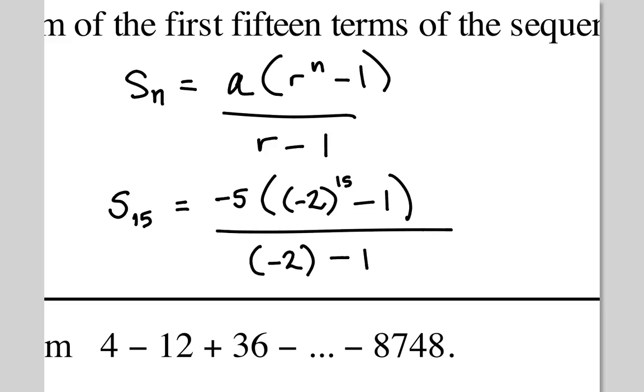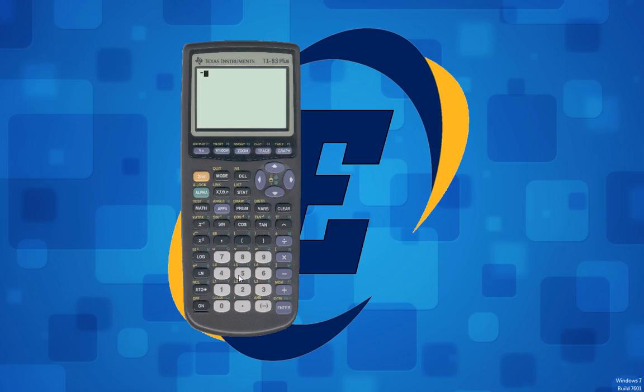Somebody's going to dictate this to me as I put it in the calculator, okay? Someone's going to dictate it to me. I got negative 5. Then it's a left bracket, another bracket, negative 2, power 15, and then we will minus 1, and then close the bracket, right? Divided by. Now we got to be even more careful. I would do a double bracket here. So you have a bracket for the denominator, and now a bracket for negative 2 minus 1, and then close that bracket.